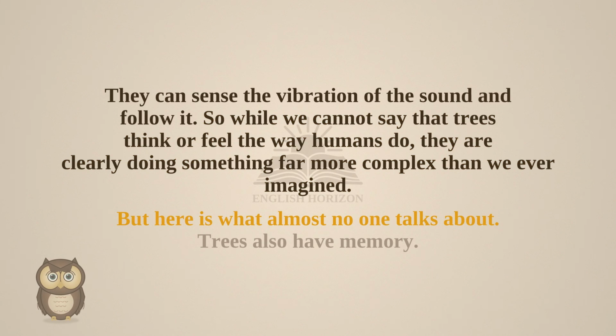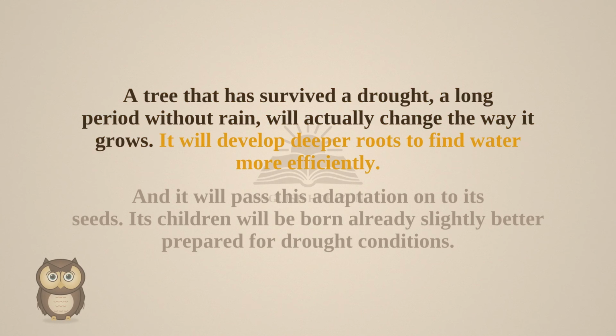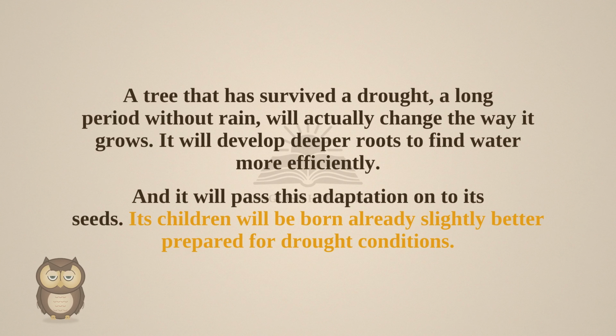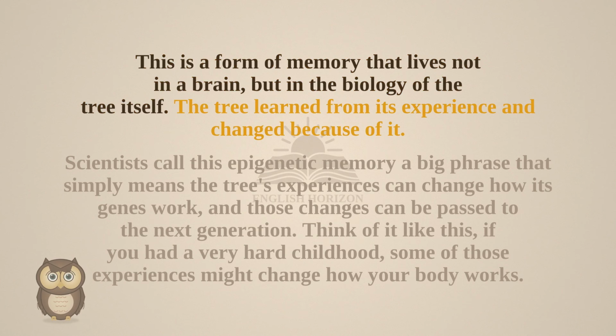But here is what almost no one talks about. Trees also have memory. A tree that has survived a drought, a long period without rain, will actually change the way it grows. It will develop deeper roots to find water more efficiently. And it will pass this adaptation on to its seeds. Its children will be born already slightly better prepared for drought conditions. This is a form of memory that lives not in a brain, but in the biology of the tree itself. The tree learned from its experience and changed because of it.